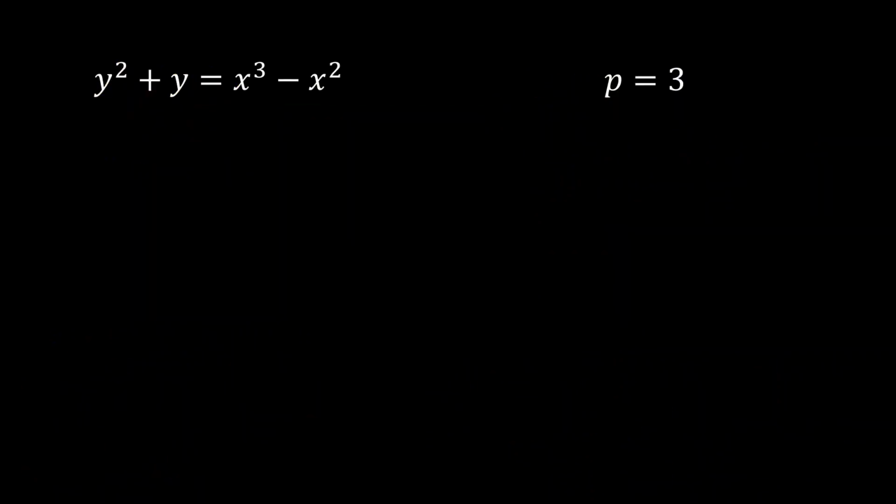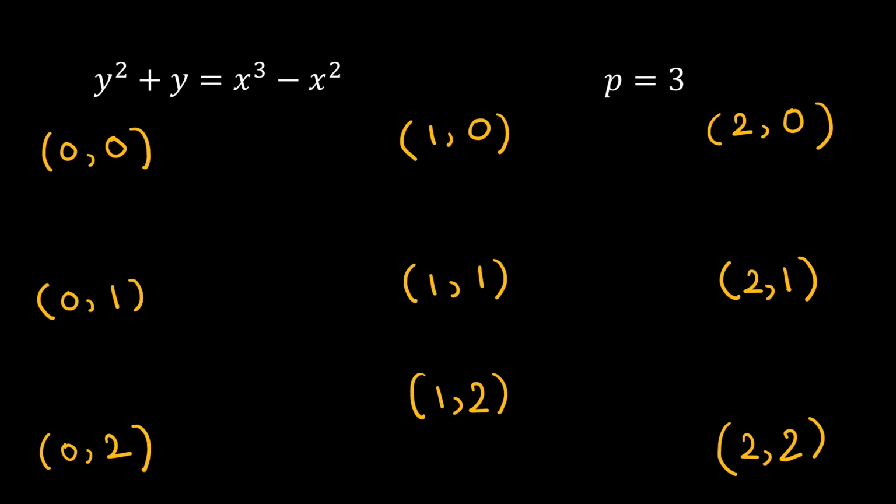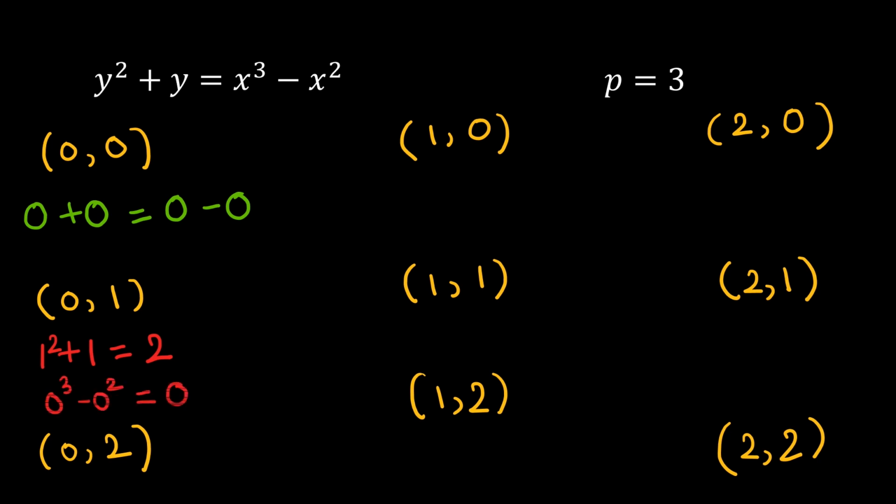Let's run this process for the curve y square plus y is equal to x cube minus x square and p is equal to 3. Any solution of this curve in Z mod 3Z can be one of these. Let's check which one of these are actually solutions to this curve. What about 0, 0? Well, yes, that is a solution because 0 plus 0 is 0 minus 0. Is 0, 1 a solution? The left-hand side of this equation looks like 1 square plus 1, which is equal to 2, whereas the right-hand side looks like 0 cube minus 0 square, which is 0. Since 2 minus 0 is not divisible by 3, 2 is not equal to 0 in Z mod 3Z, so this is not a solution.